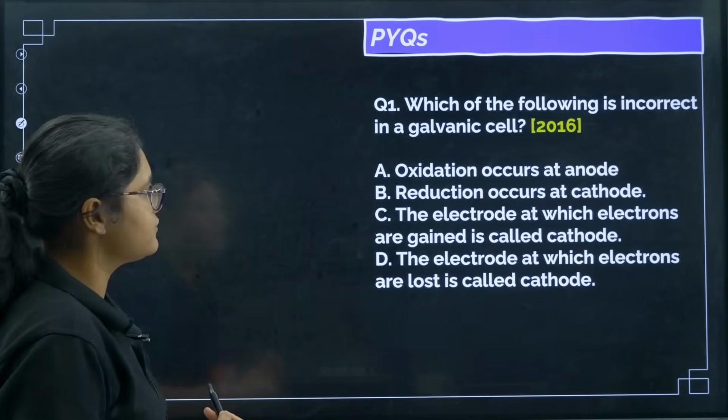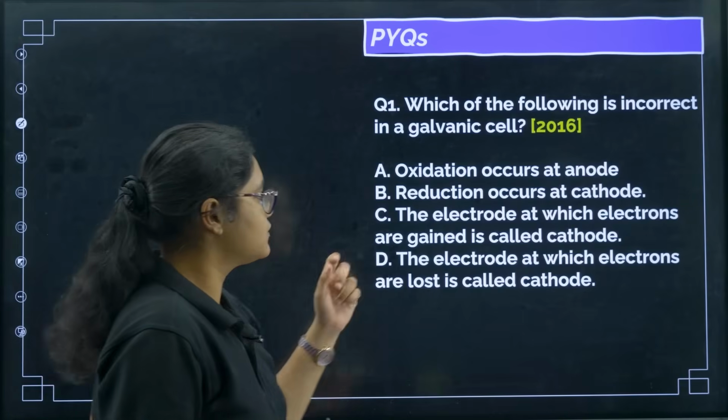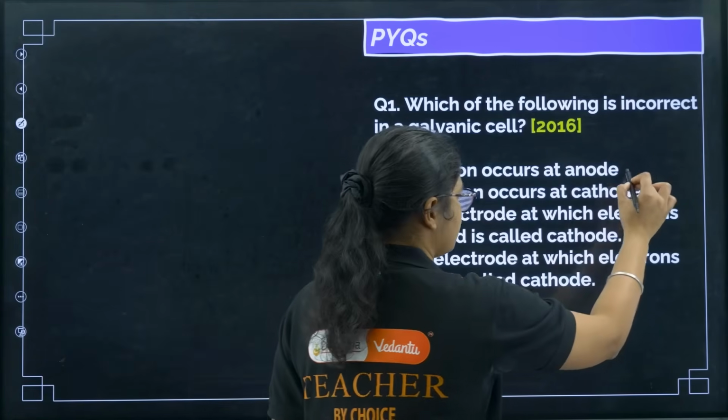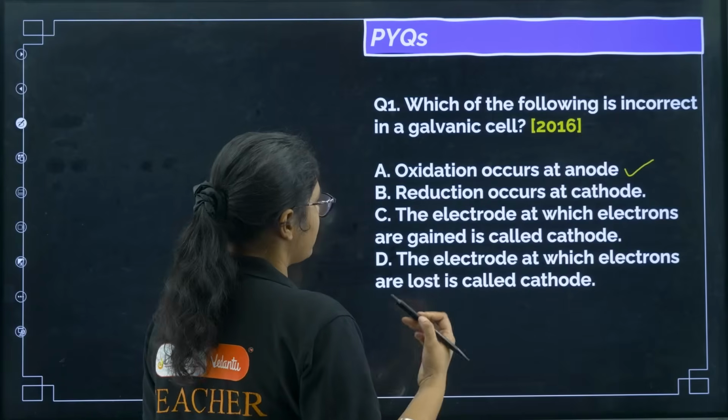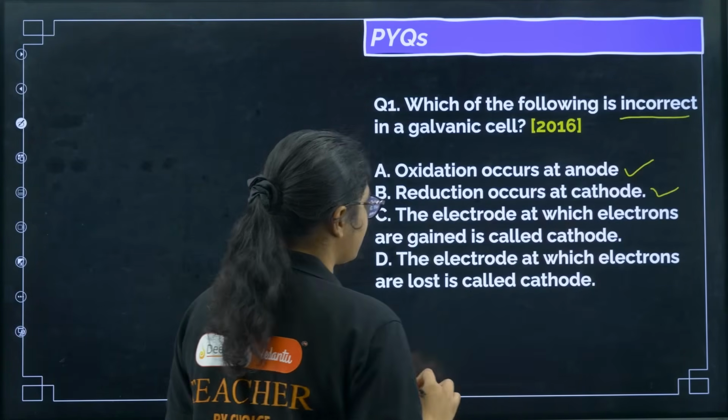Okay. Next, which of the following is incorrect in a galvanic cell? Oxidation occurs at anode. This is correct for all the cells, whether it is galvanic or not. Reduction occurs at cathode. That is also correct. You have to find the incorrect statement.